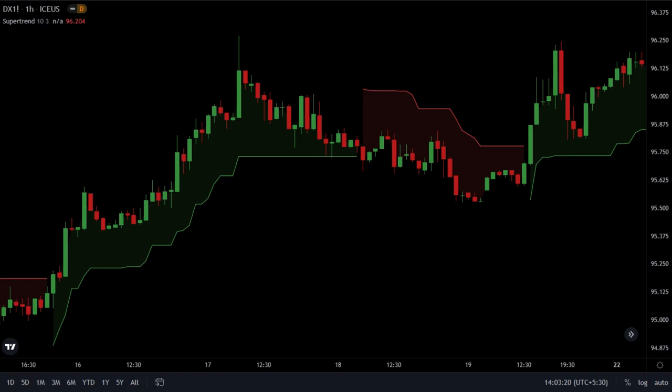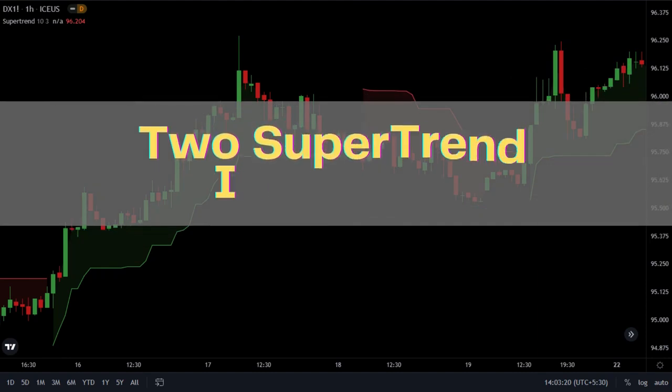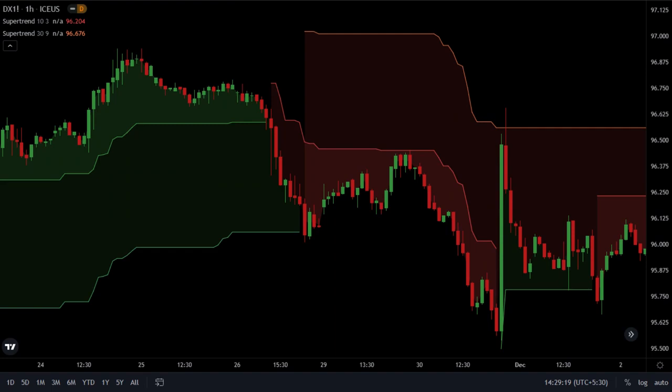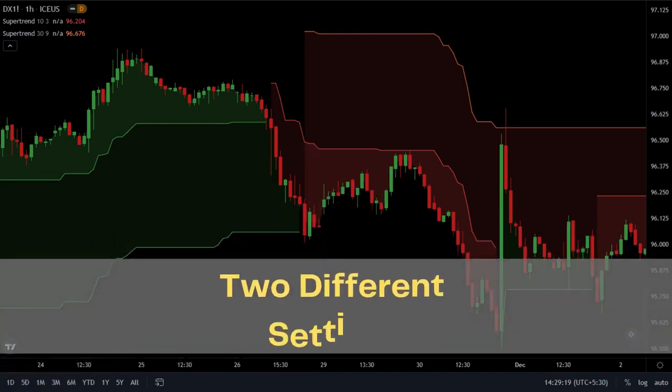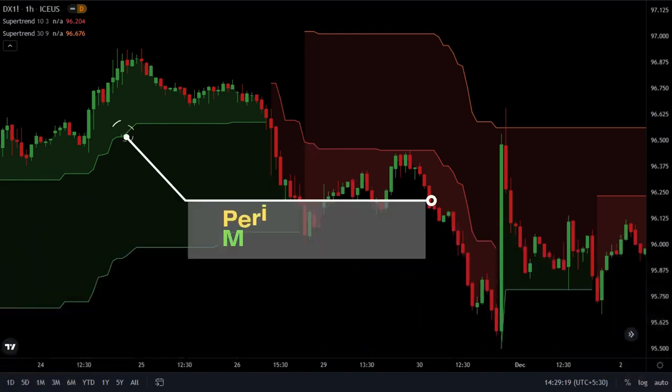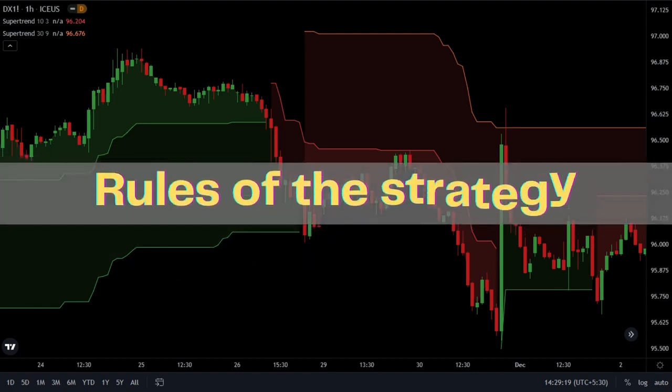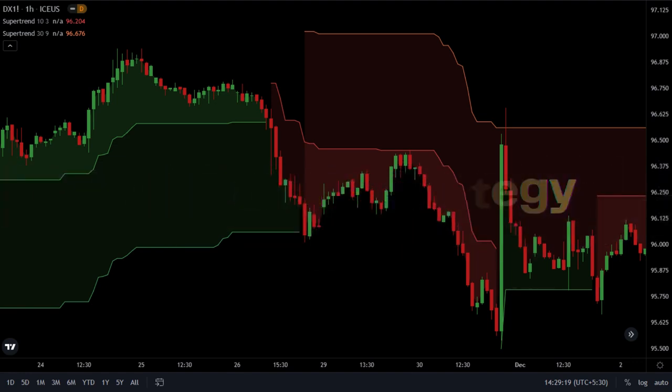So, in this strategy, we're going to use two Supertrend indicators to identify the long-term and short-term trend of the market. And we will only trade when both the trends are in confluence. We will use the Supertrend indicator on two different settings. For the short term, we'll take the basic parameters of 10 and 3. But for the longer term one, we'll just multiply the short term ones by 3, so now it's 30 and 9. Now, let's take a look at the rules of the strategy.